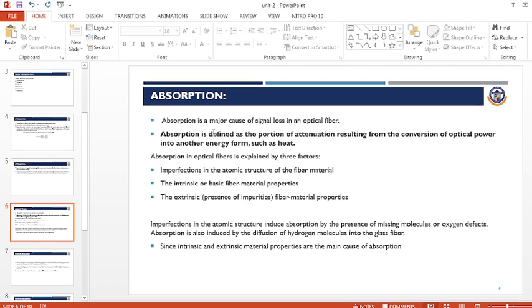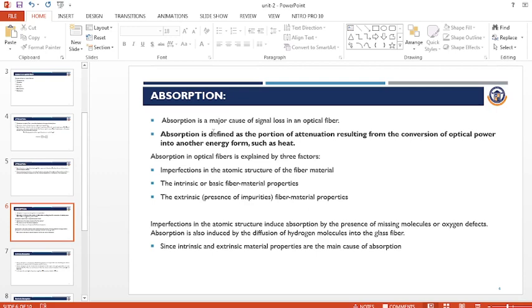This is defined as the portion of attenuation resulting from the conversion of optical power into another form. During the traveling of light from source to destination, there will be a loss of signal in the form of heat energy, right? So the absorption of energy in terms of heat is a major cause of signal loss, and this absorption is explained by three factors.